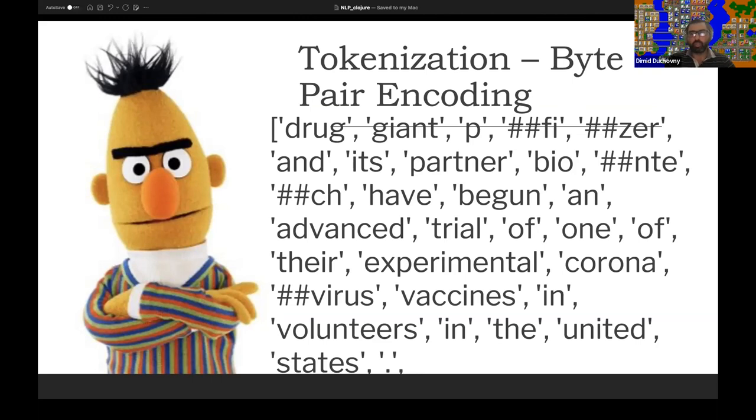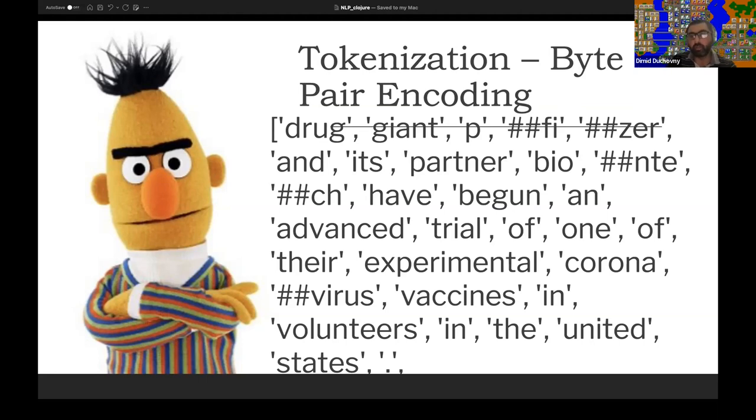So what I wanted to ask you, if someone has an idea: when should we use which approach of tokenization? Okay, I'll let you think about it.